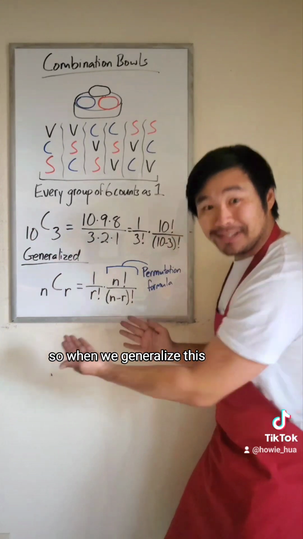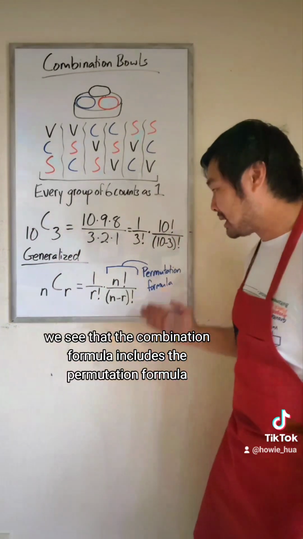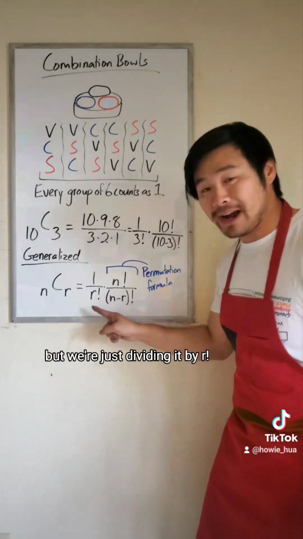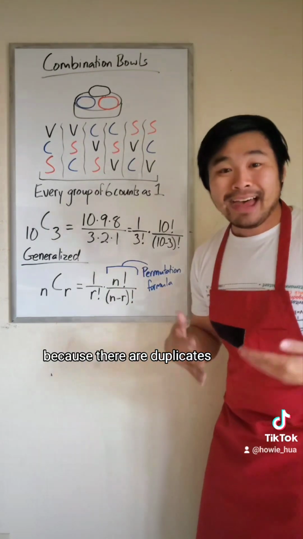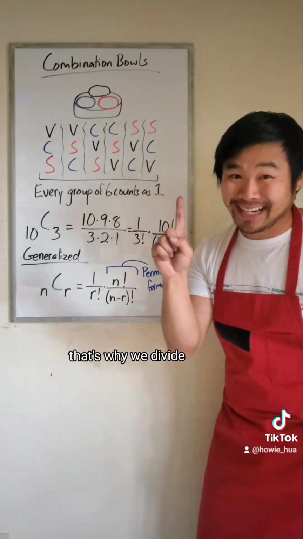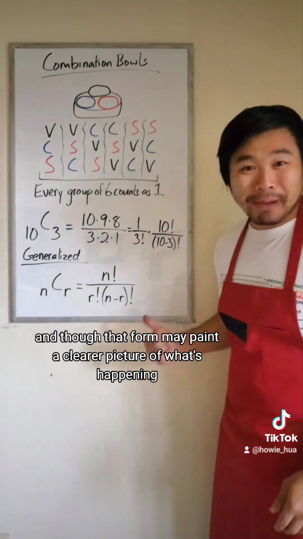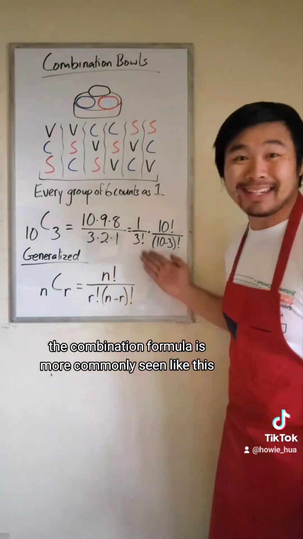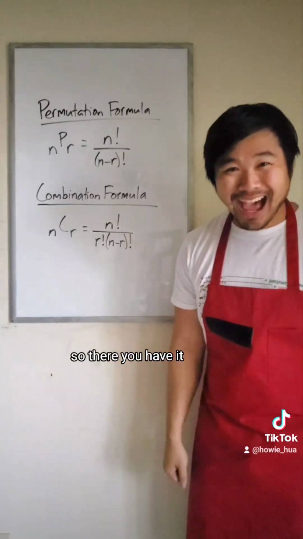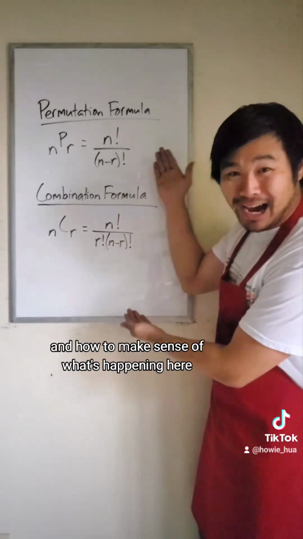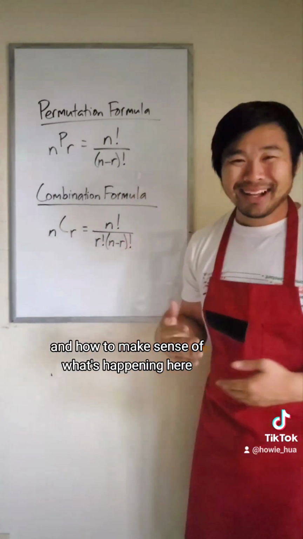So when we generalize this, we see that the combination formula includes the permutation formula, but we're just dividing it by r factorial because there are duplicates. Every group of r factorial now counts as 1. That's why we divide. And though that form may paint a clearer picture of what's happening, the combination formula is more commonly seen like this. So there you have it. That is how we can derive the permutation and combination formulas and how to make sense of what's happening here. Hope this helps.